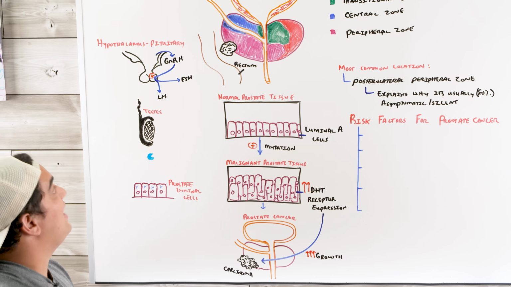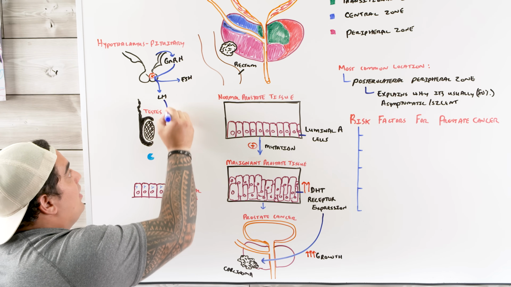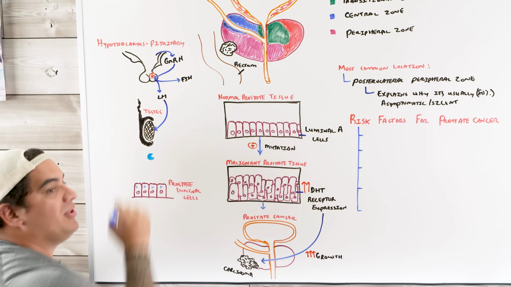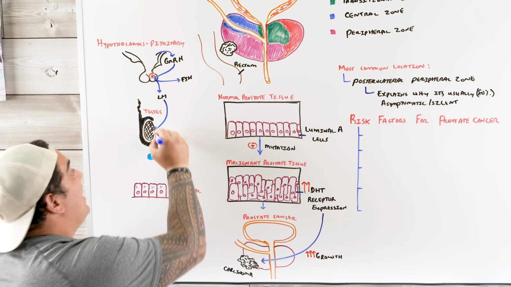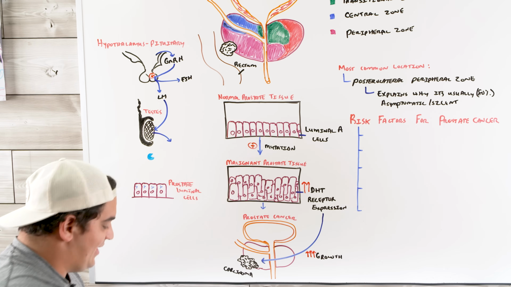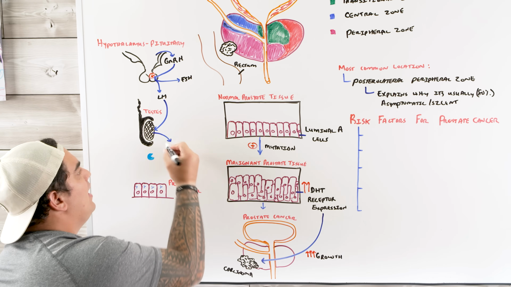LH then goes down to the testes, and when it goes down to the testes, it stimulates particular cells, like your Leydig cells, to make testosterone. So now I have testosterone, right?